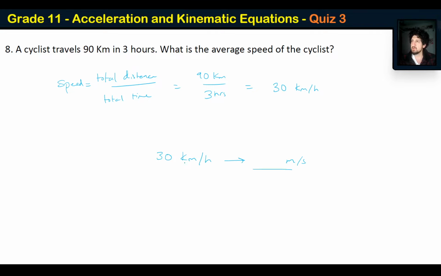And the way I do that is, remember, 30 kilometers is 30,000 meters per hour. And then in order to get the seconds, all I have to do is divide by 60 to get how many meters per minute, and then divide by 60 again to get how many meters per second. So that's going to be 30,000 divided by 60 again, which is going to be 8.3 recurring meters per second. Okay, moving on.